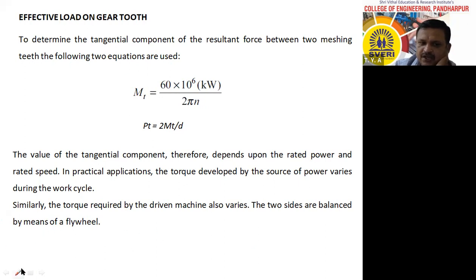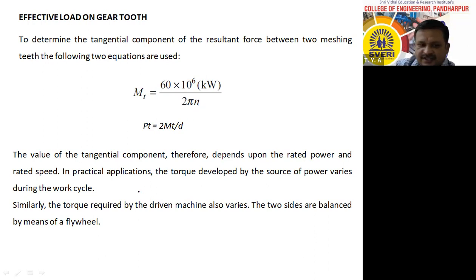Therefore, the value of the tangential component depends on rated power and rated speed. Why rated power and rated speed? Because what is the formula of tangential force? PT is equal to 2 MT divided by D. And if you substitute the value of MT, means torque transmitted, from this equation, therefore PT will depend upon power transmitted and rated speed.